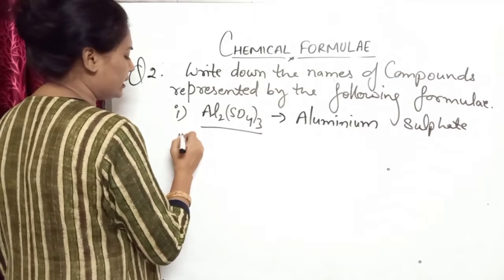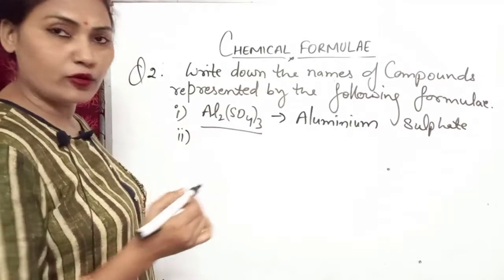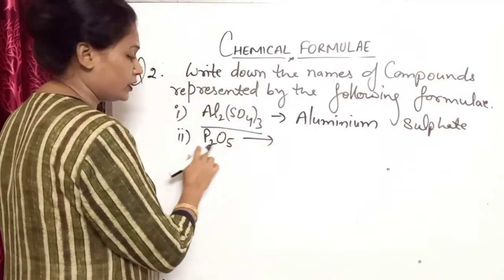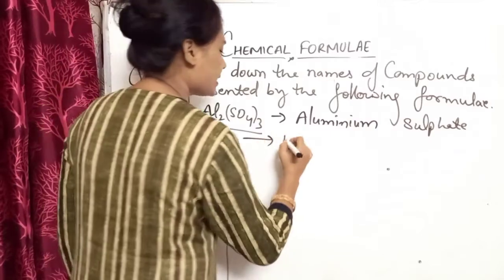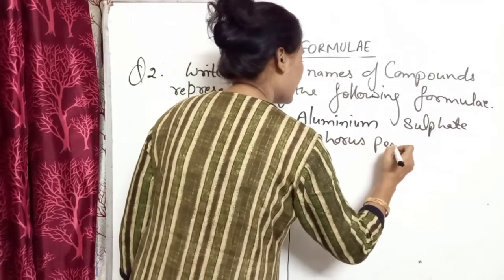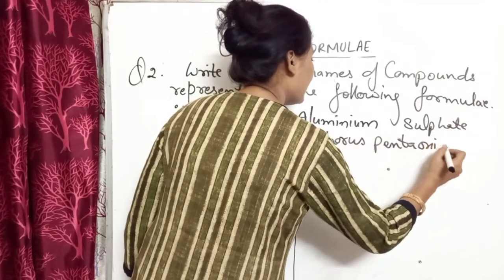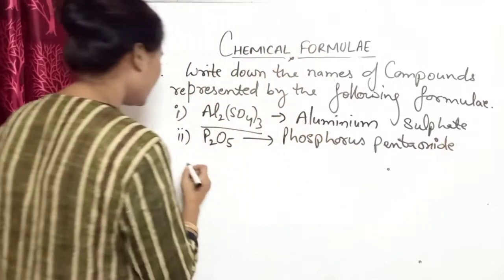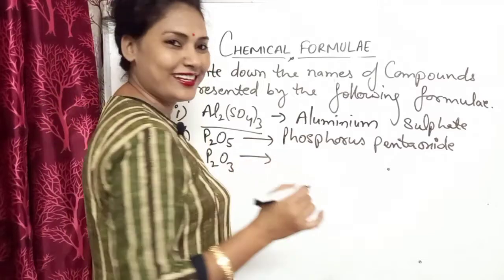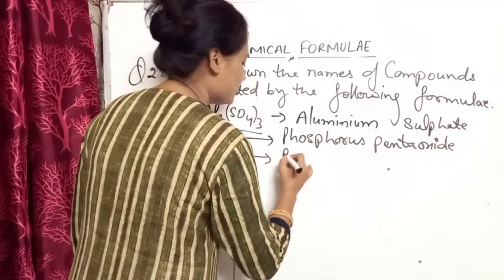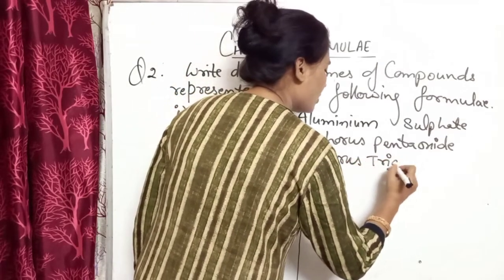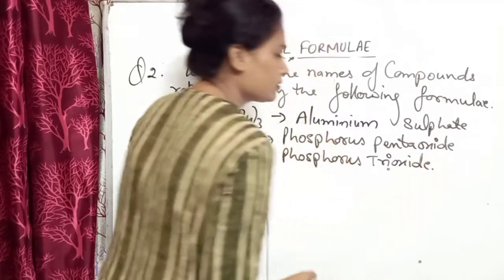You can do it easily, but we can take another formula like P2O5, phosphorus pentaoxide. Penta means 5. Then we can take P2O3. It is phosphorus trioxide.